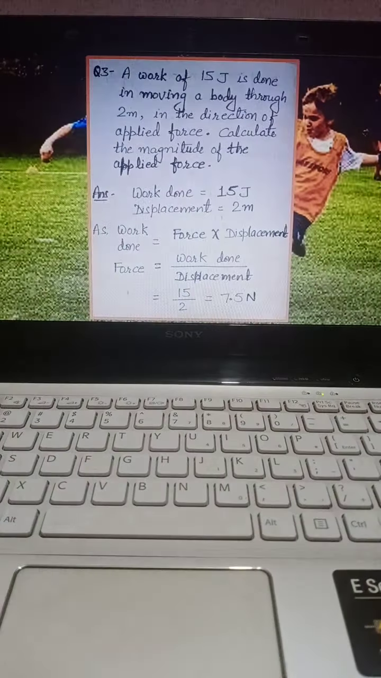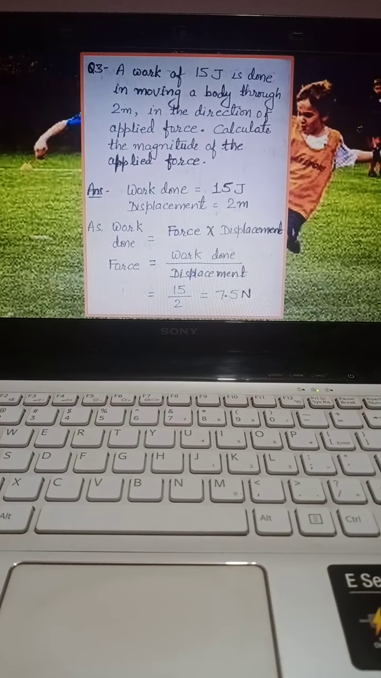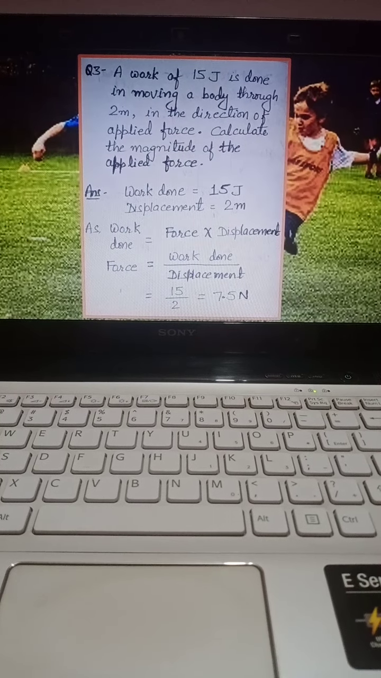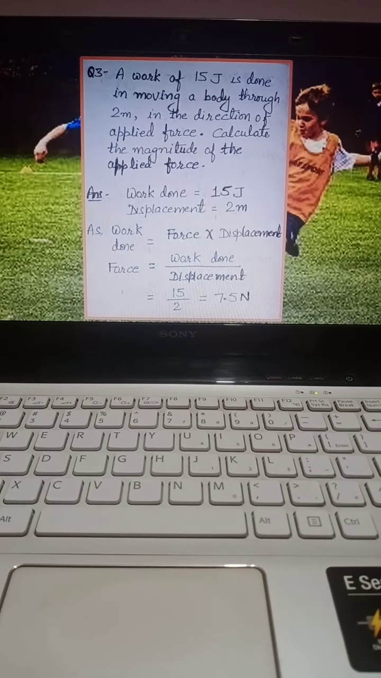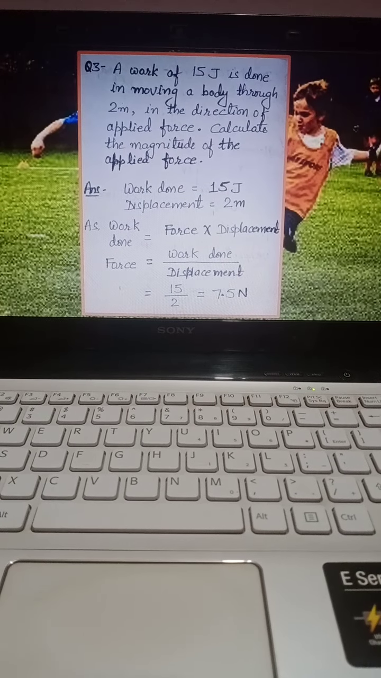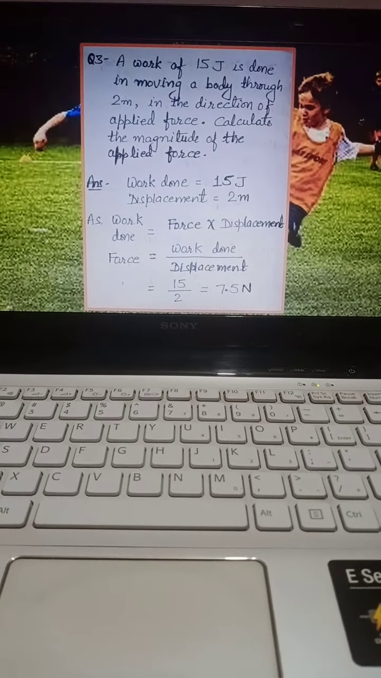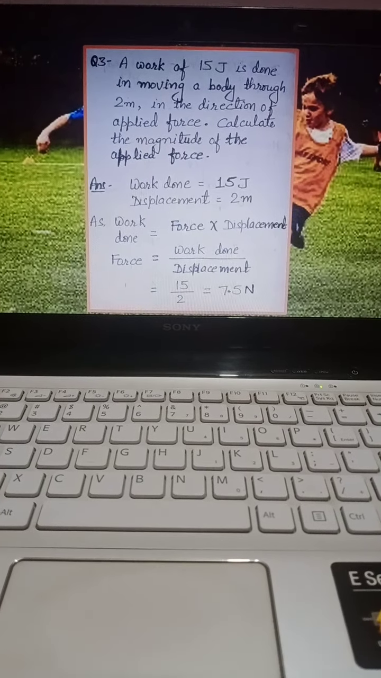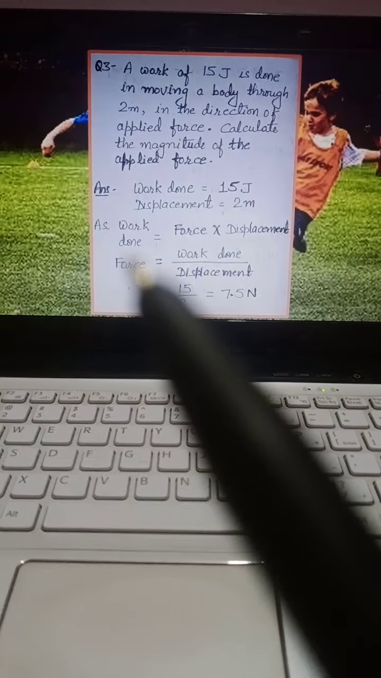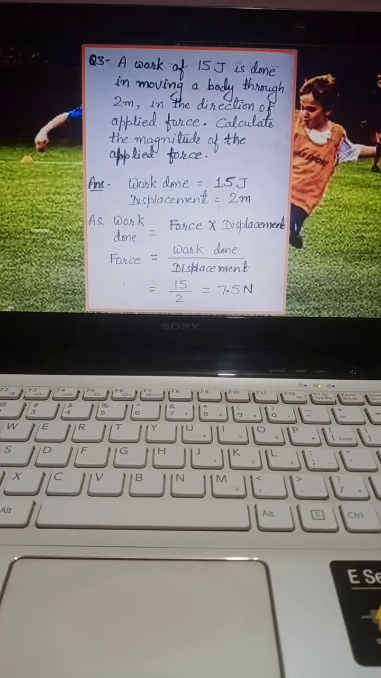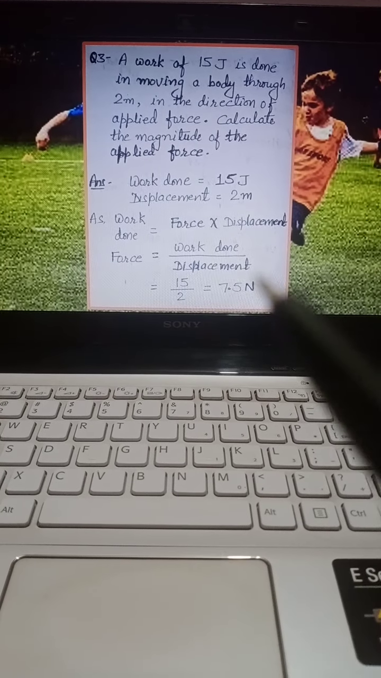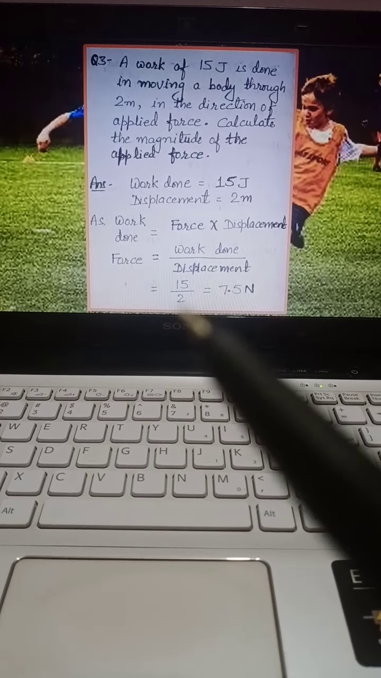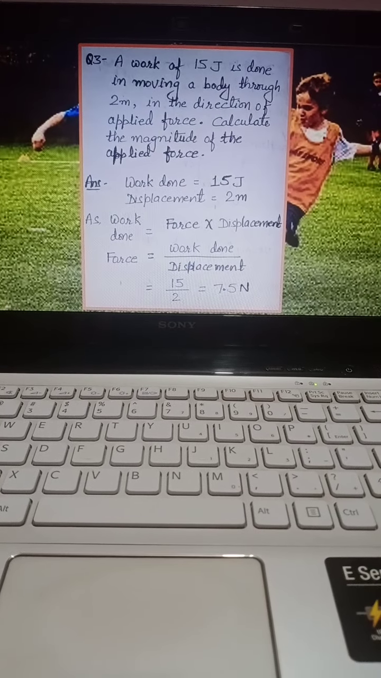Then in the next numerical, a work done of 15 joule is done in moving a body through 2 meter in the direction of applied force. Calculate the magnitude of force. So in this numerical we are going to find out the force when the work done is given and displacement is given. Again we use the same formula, work done is equal to force into displacement. So force is equal to work done by displacement. Work done is equal to 15, displacement is equal to 2, so the force is equal to 7.5 Newton.